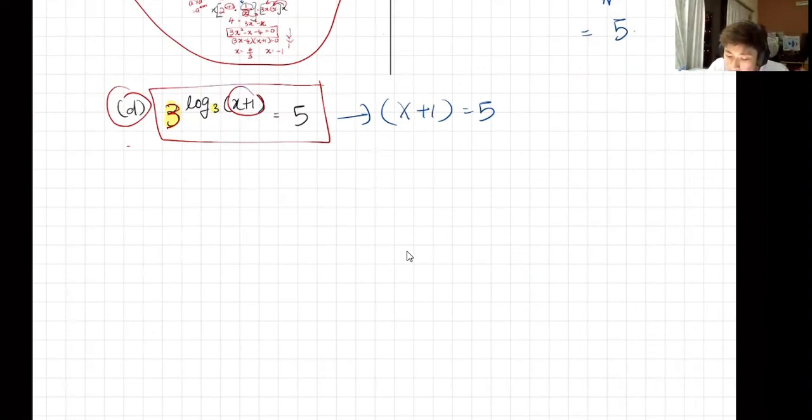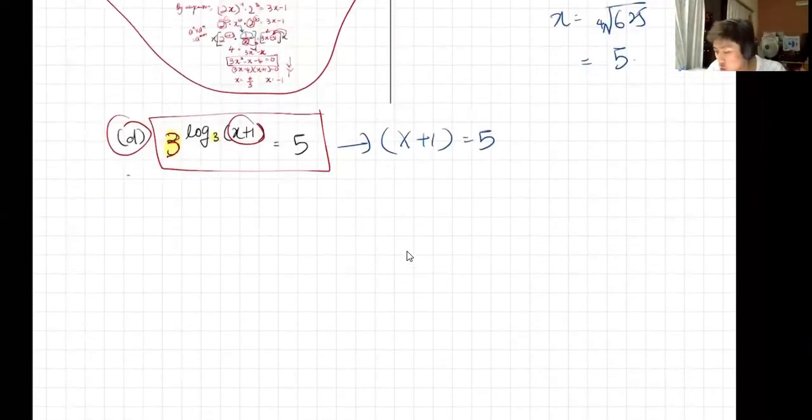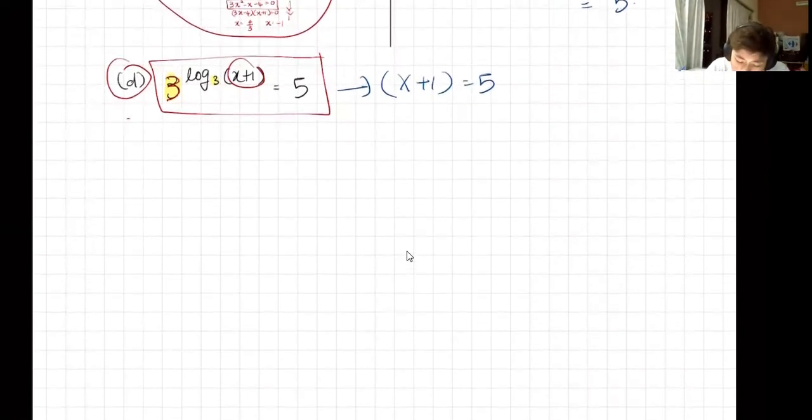But if you don't remember how to do this, you can think of it as 3 to the power of something equals to 5. So what can you do? Can you use any law of logarithm? You cannot do anything with this. Can you use any law of indices? There is no same base. You cannot do anything. So you try to think of other things that you can use.